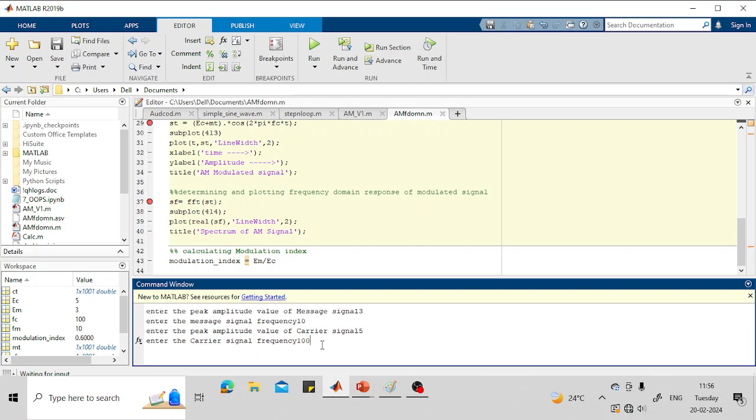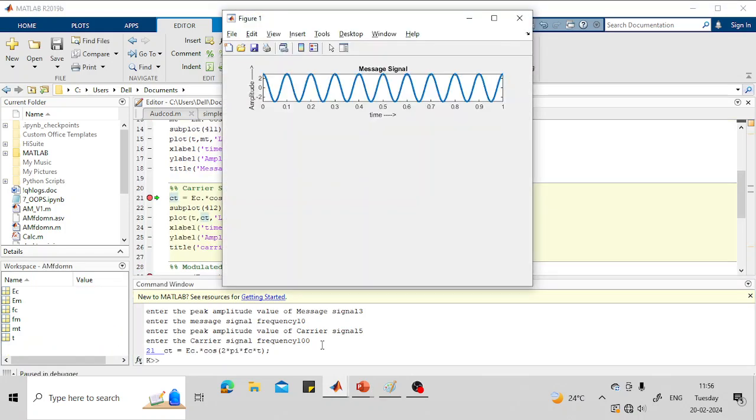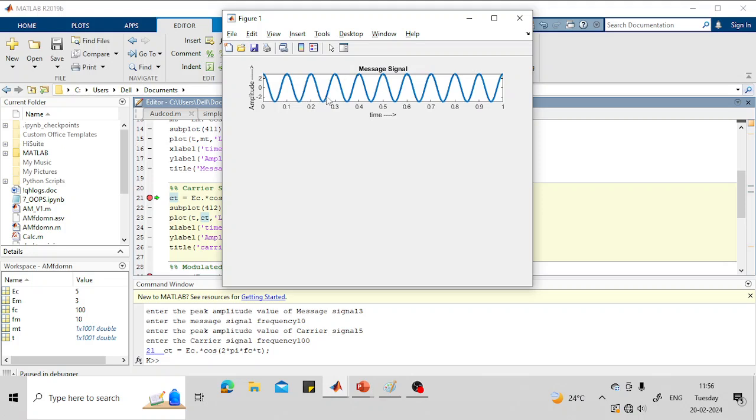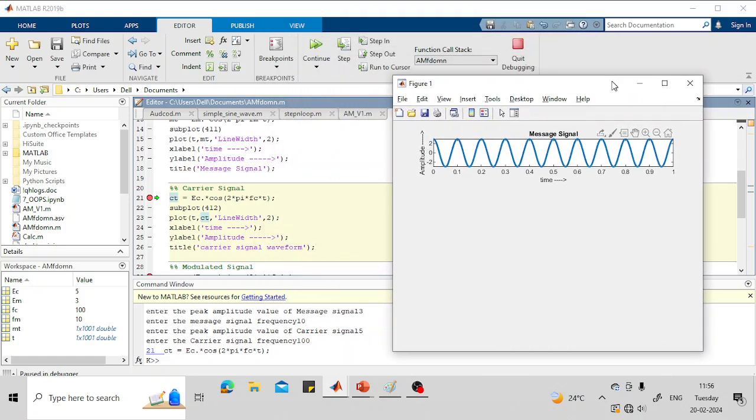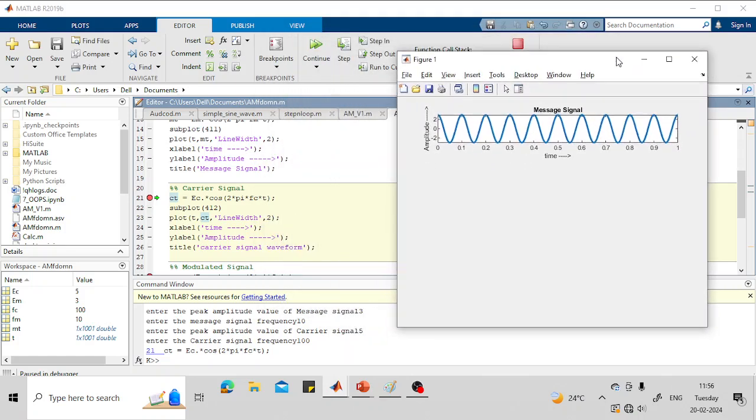If I run the code, what will we observe? Yes, you can observe here we have got the message signal of amplitude 3. You can see here 0 to 3, minus 3. But many of us may get confused why only the message is there. Is there any error in the command window? No, there will not be any error. Do you know what happened? Because of this breakpoint, our program is executed only up to here.